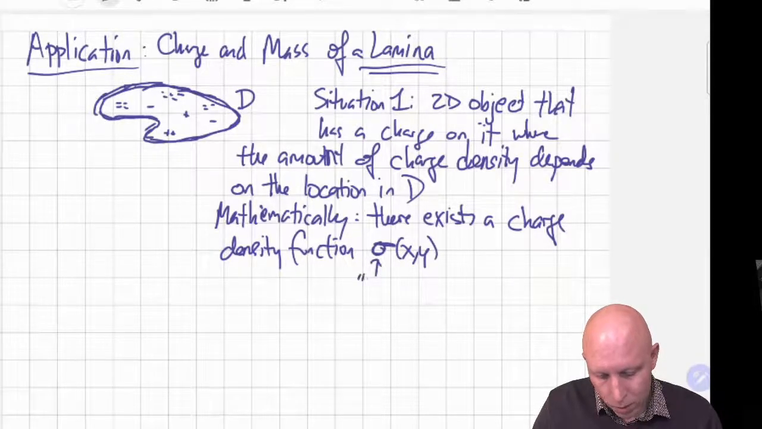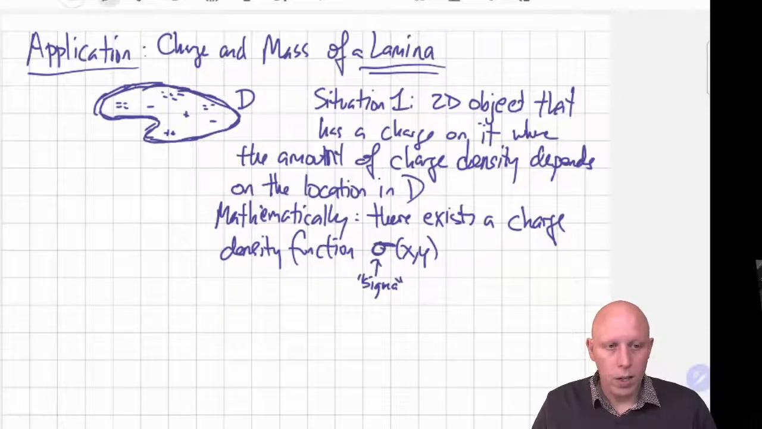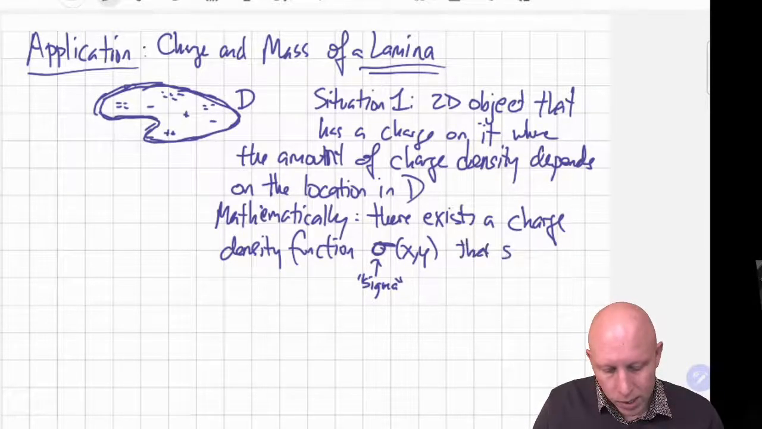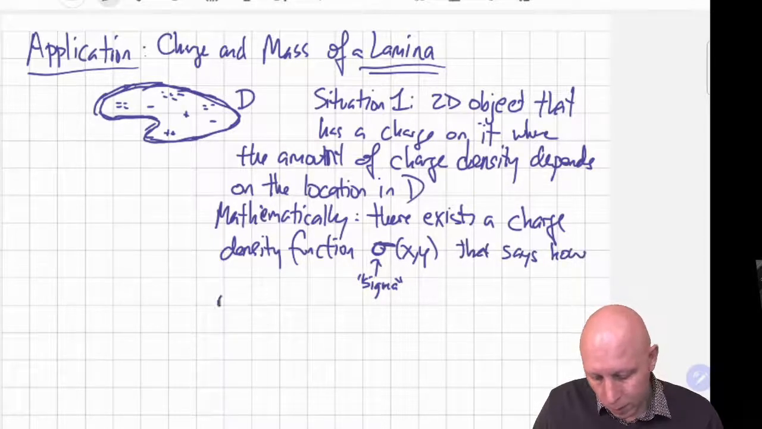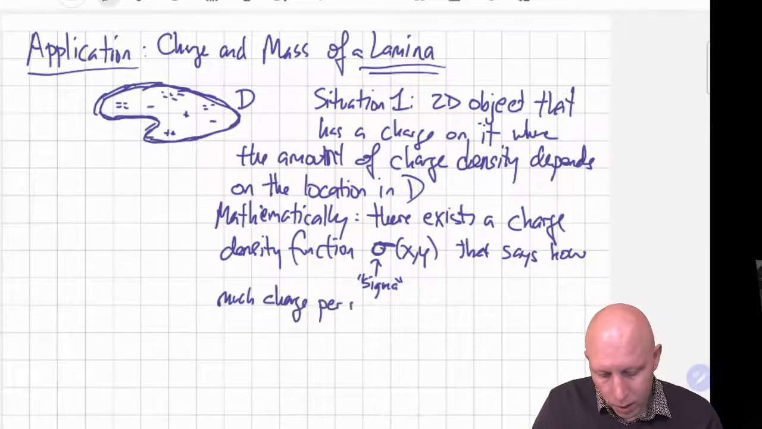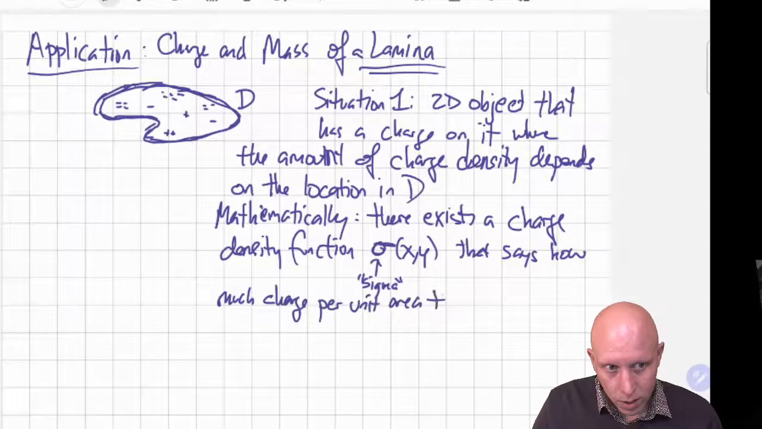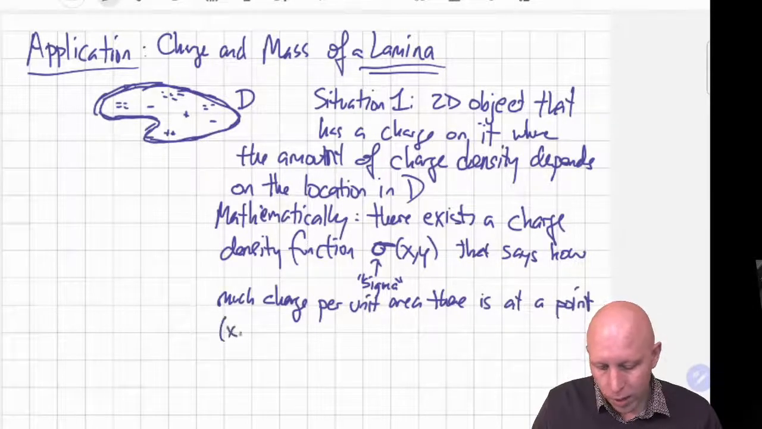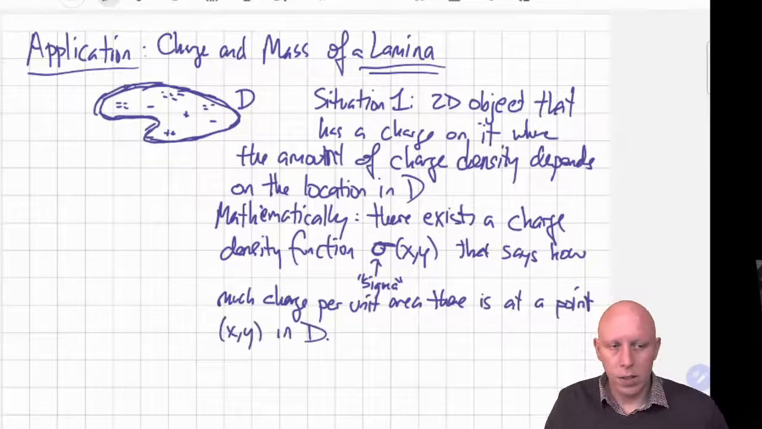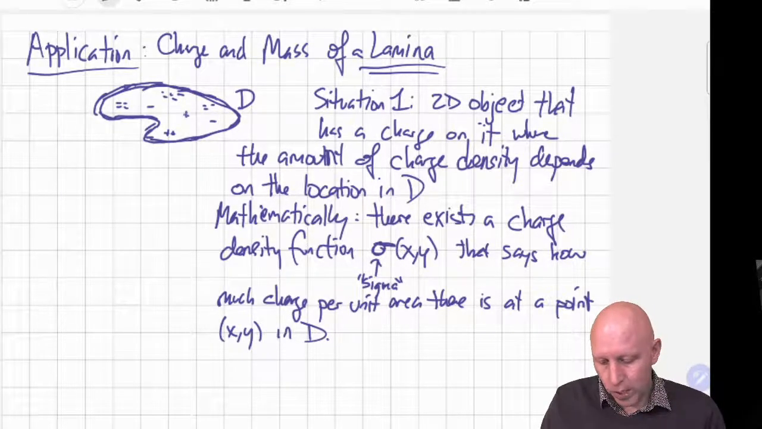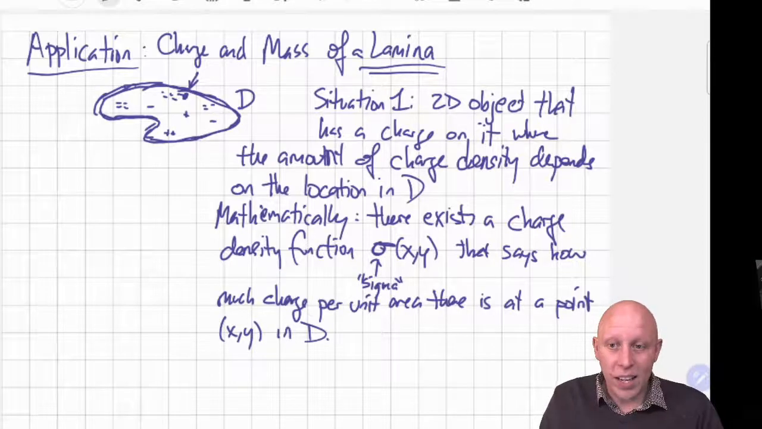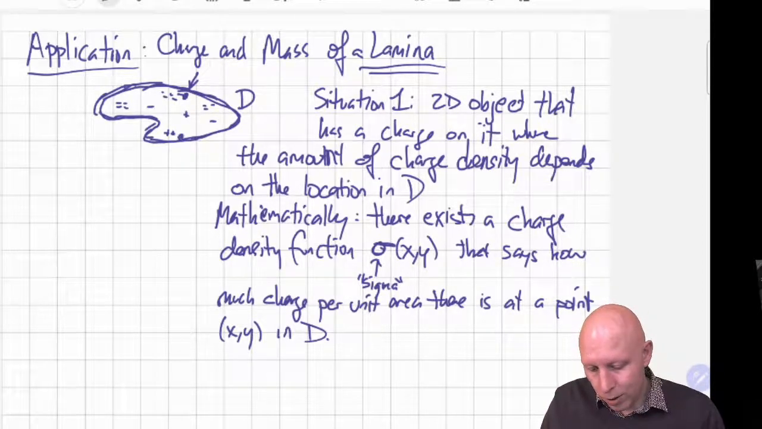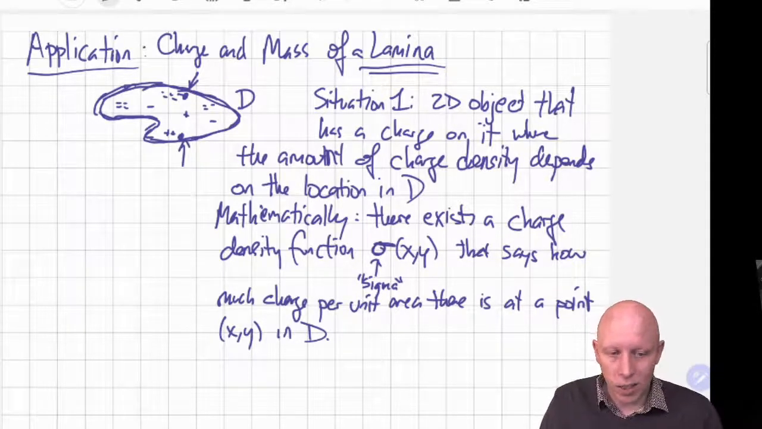This is sigma, the Greek letter sigma, that says how much charge per unit area there is at a point x, y in D. So at any point, maybe over here, we would say the point has a negative charge density, whereas over here we would say the point has a positive charge density.